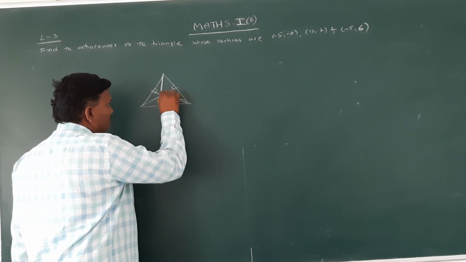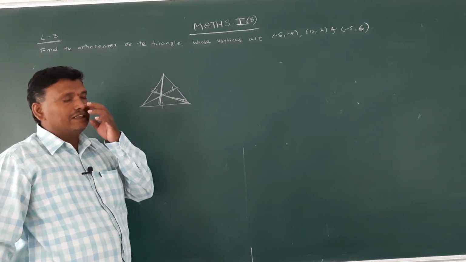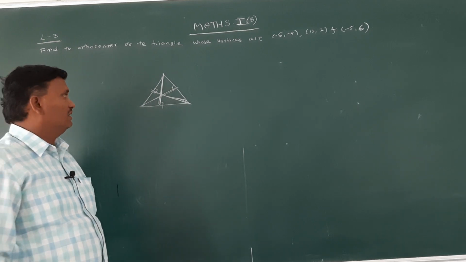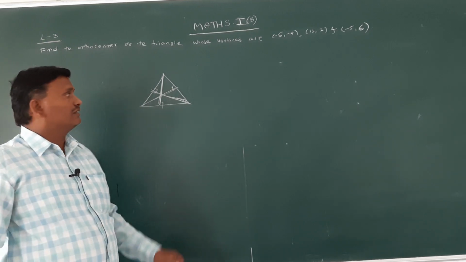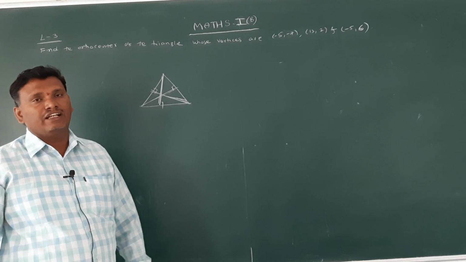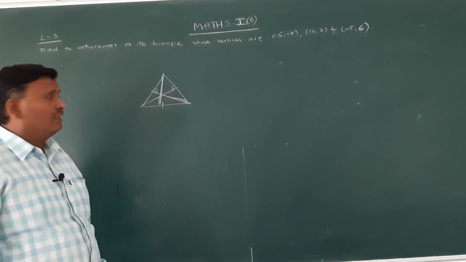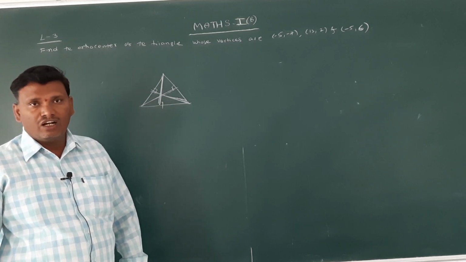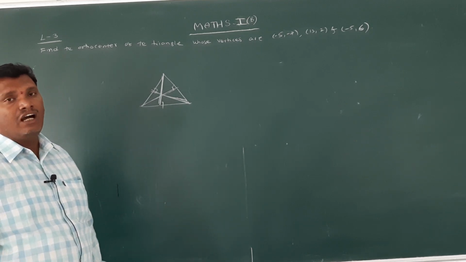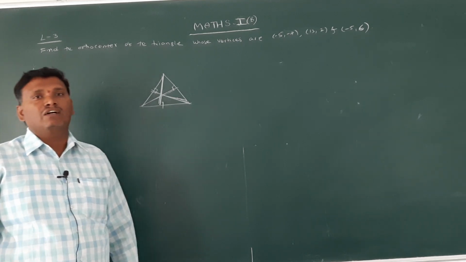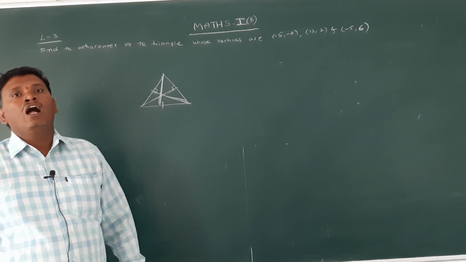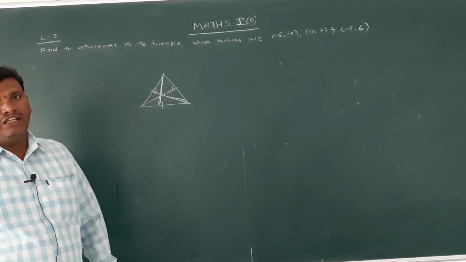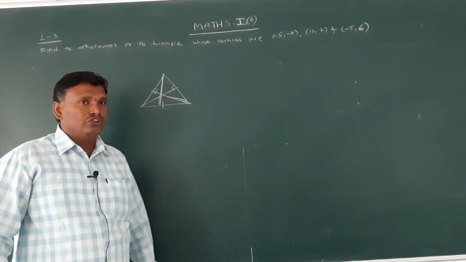The three altitudes intersect at a single, common point. Then the lines are concurrent, and the point is called the point of concurrency. This point of concurrency is called the orthocenter of the triangle.